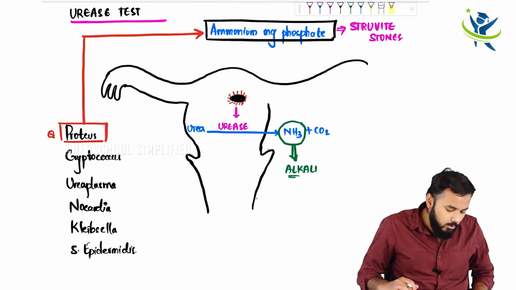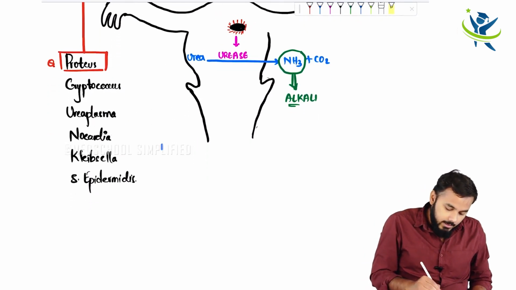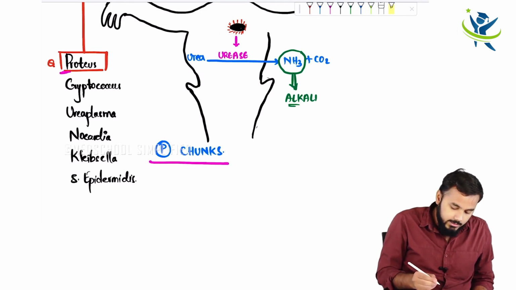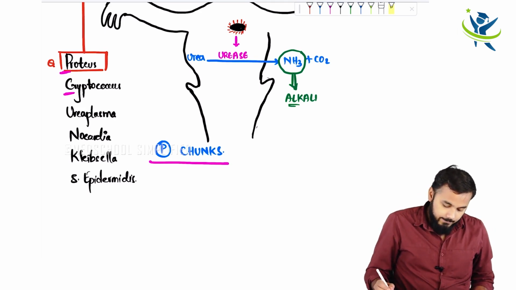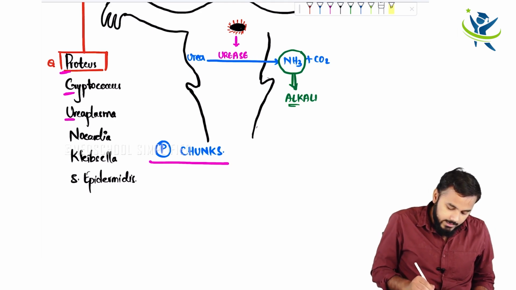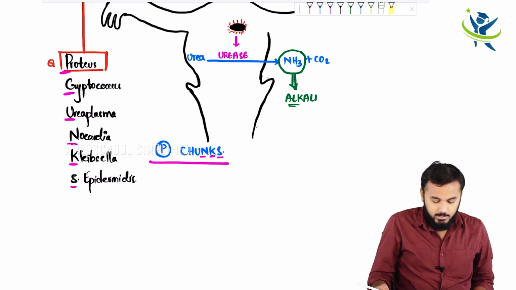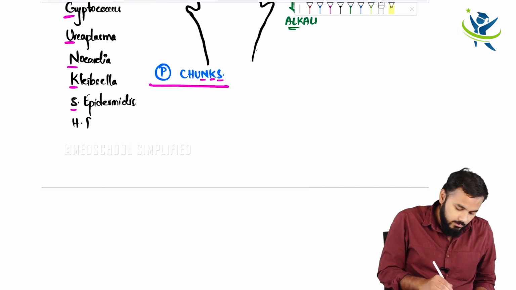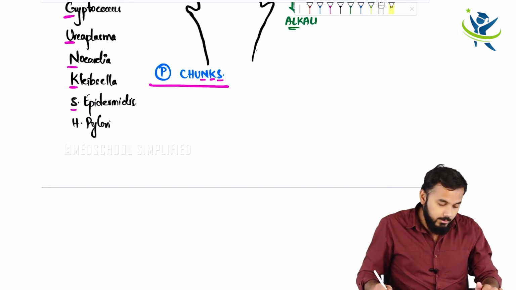Fine. How can I remember? How do you think I'll remember all these bacterial names? Simple, remember it as P CUNKS. P stands for Proteus, C stands for Cryptococcus, U stands for Ureaplasma, N stands for Nocardia, K stands for Klebsiella, and S stands for Staphylococcus epidermidis. Then where is H? H stands for H. pylori. That explains everything. Fine. So we are done with the urease enzymes.